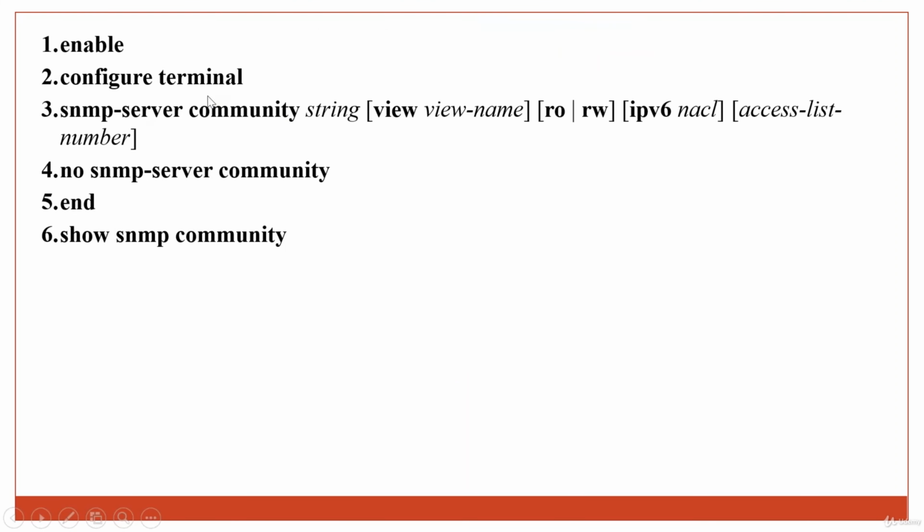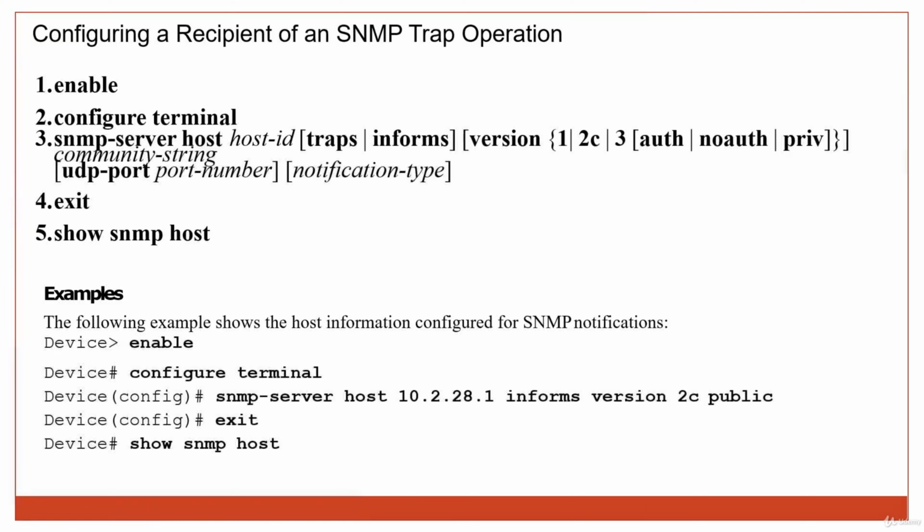Now you can see that's very easy: SNMP server, community string, view, read only, read write, then ACL number. If you want to shut this down, meaning if you want to remove the SNMP, you can go and use no SNMP server community. Again, we can go and check show SNMP community.